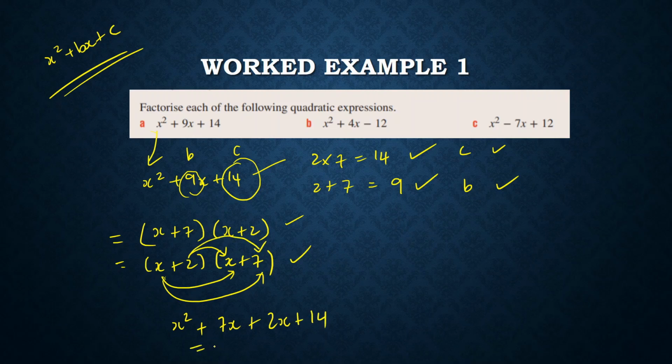Okay, and if I was to simplify that, it would be x squared plus 7x plus 2x, so they both have x's, 9x plus 14. And that would give me straight back to what that was. So you definitely can check if your factorization is correct by simply expanding your brackets, all right? But it will take a while, a bit of practice, okay, guys? So let's do the second one.